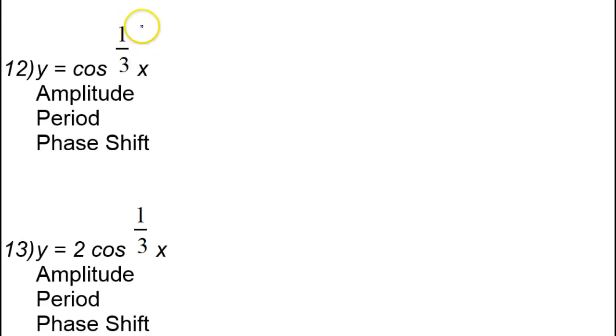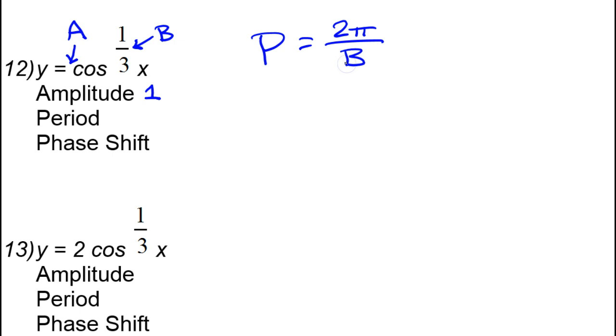All right, similarly, number 12. The A value is right here. The absence of a number means that the A value is 1. So the amplitude is going to be 1, like the parent function. This is my B value right here. The B value affects the period of the function in the following way. The period is going to be 2 pi divided by that B value.